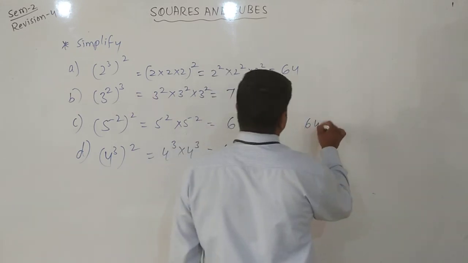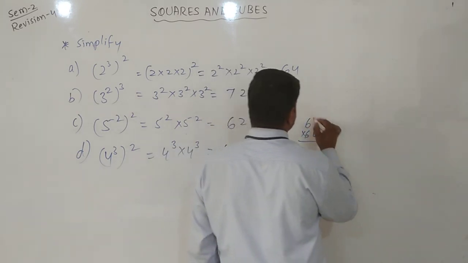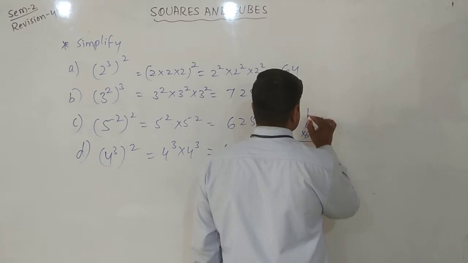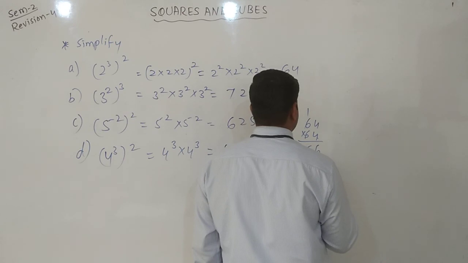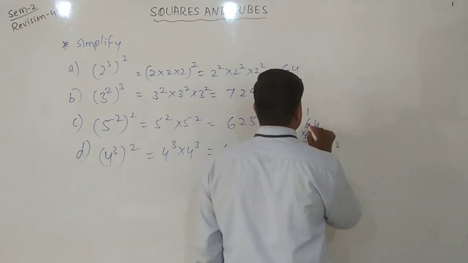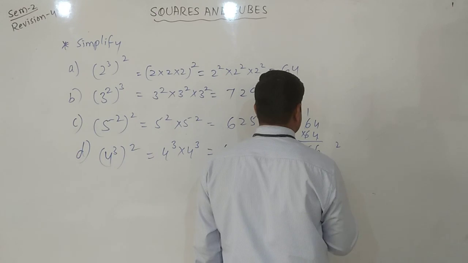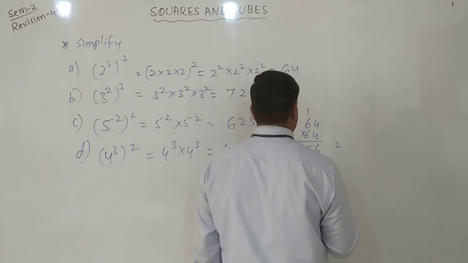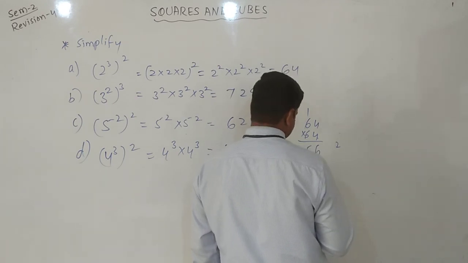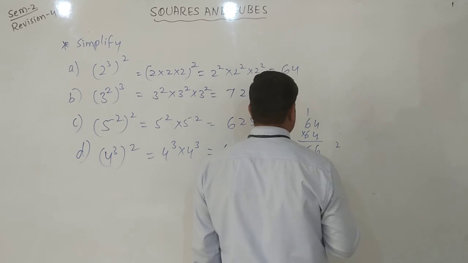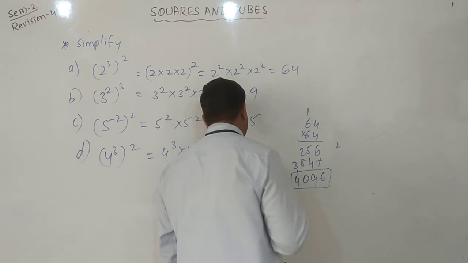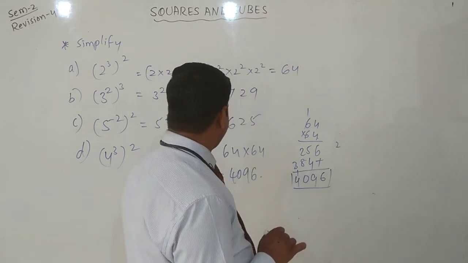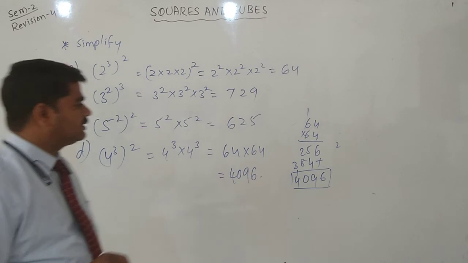With actual multiplication, 64 fours are, yes, 256. 64 sixes are 2 carry, 6 sixes are 36, 38, 384. Then we can get 4096. 4096 is the answer. Yes.